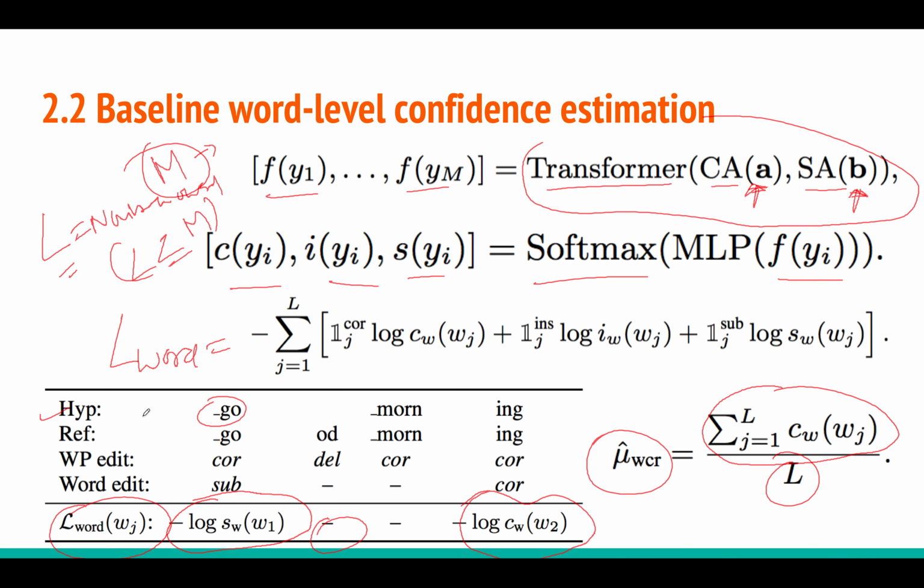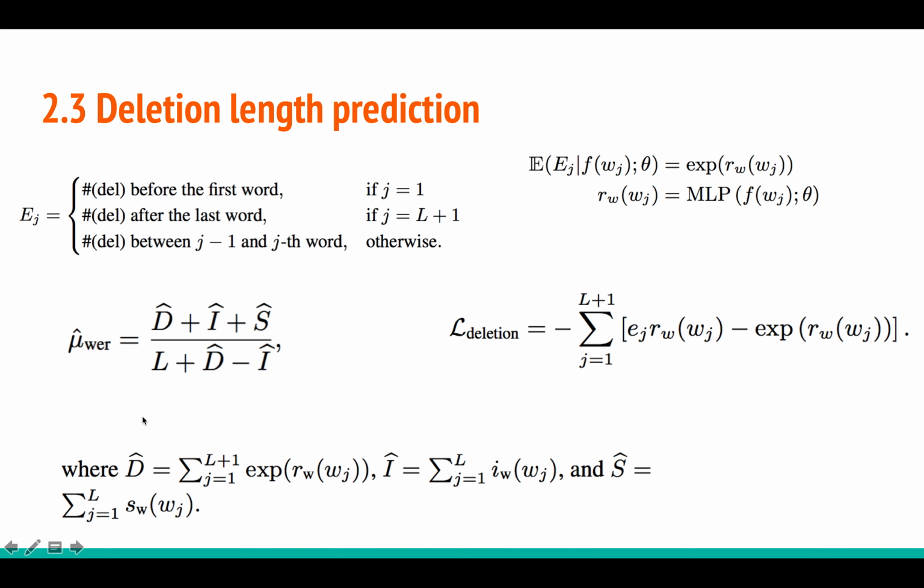And the idea of this paper is to add multiple of these kinds of objectives to improve the performance, right? So this deletion length prediction is another task which is proposed in this paper. So what it does is, we will understand the idea of this deletion length prediction module.